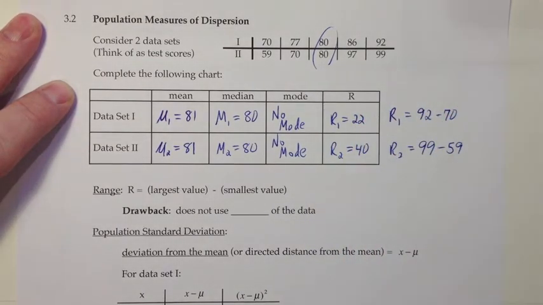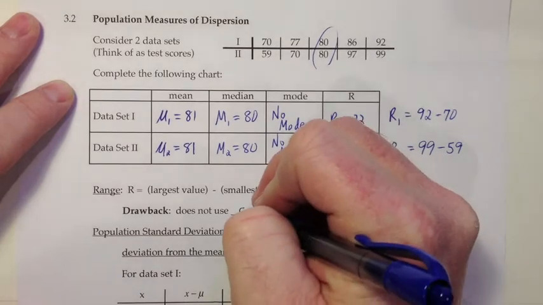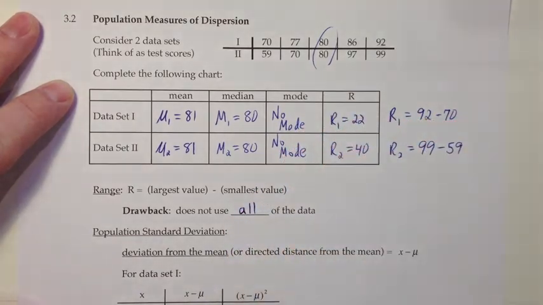So now we finally have something with the range that's showing us that these data sets aren't the same, and it's saying that they're spread out more, that the distance from the far left to the far right, or from the smallest to the largest, is about twice as big with data set 2. The drawback of the range is the same as what's good about it. What's nice about it is it's fast and easy because it only uses 2 points. The drawback is that it does not use all of the data, and if you're really trying to decide which data set is more spread out, just looking at 2 values might not be enough.